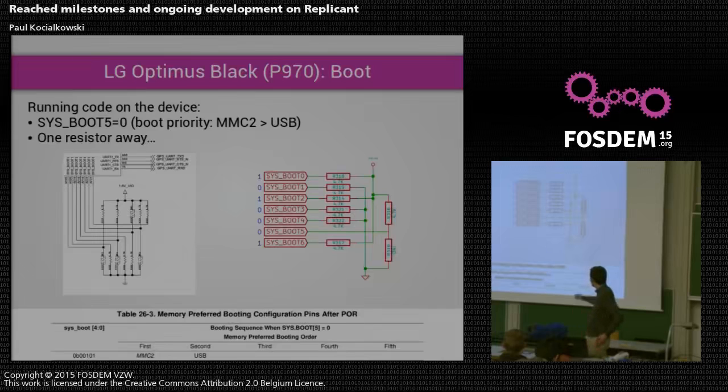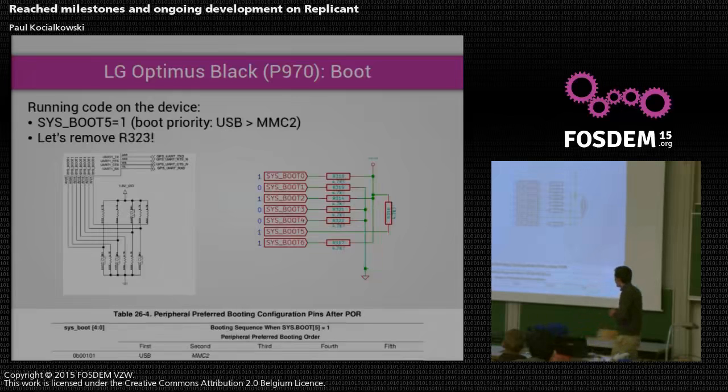And as you can see, it's the only one that has 2 resistors. So I figured that if you remove one of those, you're going to get either 0 or 1. Currently it's 0, I want it to be 1. So I remove the resistor, which is down there, connected to ground. Then I get a logical 1 on sysboot 5, and USB boot first.